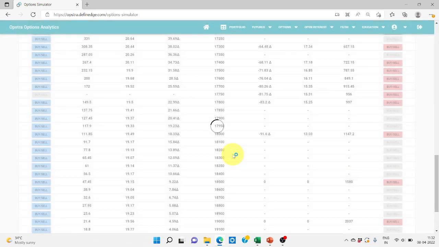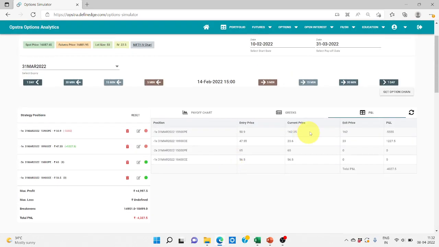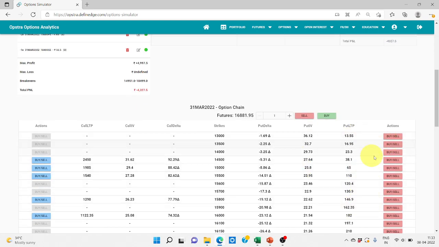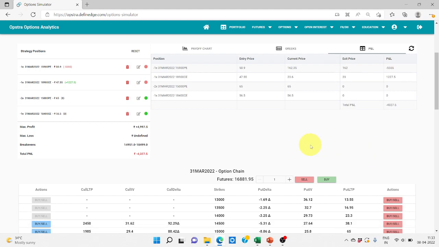If you didn't understand, I'll repeat the same. Suppose here it is 162 plus 23, which is a total of 180. So we need a total of 180 as the selling premium. So we search for it, but due to liquidity issues, we didn't get some 80 rupees premium on the put side. So what we got is 65. So we sold it twice. So we got 130 rupees premium there on the put side. And if we need 180, we need somewhere around 50 rupees premium on the call side as well.